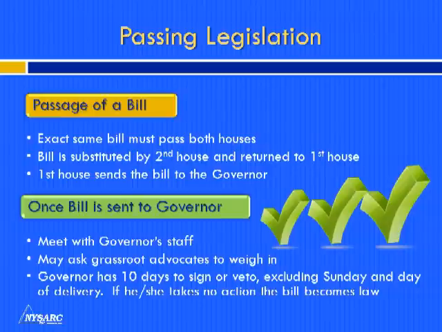The Senate now has the duty to send its bill to the governor to be approved or vetoed. When the bill is received by the governor, NYSARC will meet with his staff to explain the organization's support or opposition. At this point, it might be important to have the organization's grassroots weigh in. The governor now has 10 days to sign or veto the bill. If he does not act on the bill, it becomes law by default.